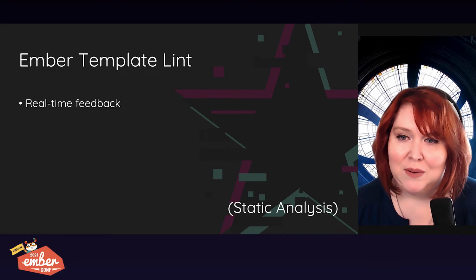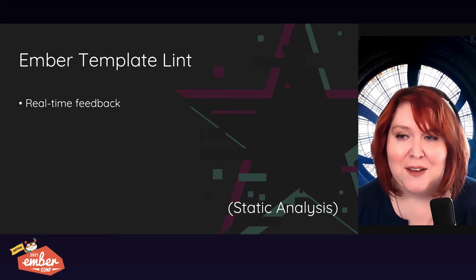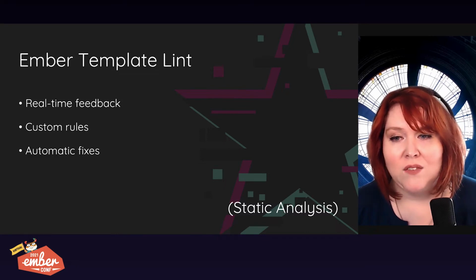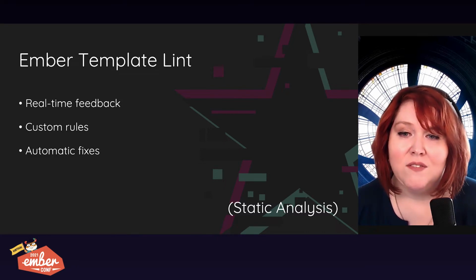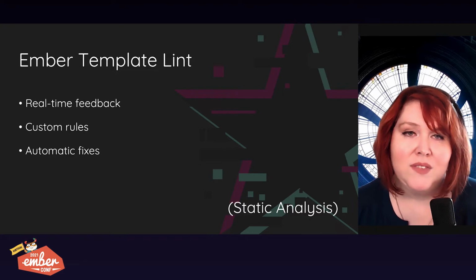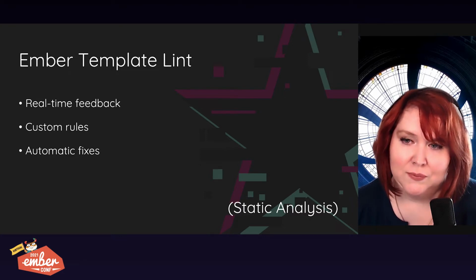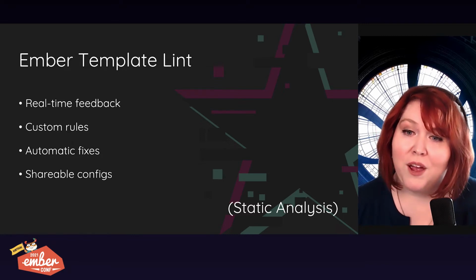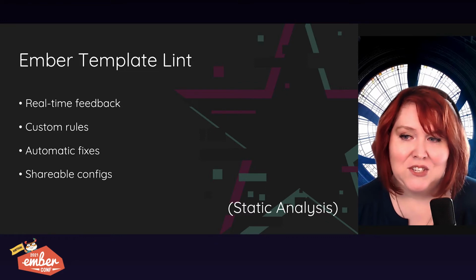Developers can get linting feedback while they're writing their code. It also supports a plugin system that allows teams to define and use custom rules. Some rules have automatic fixes built right in, and running a fix flag will clean up all of the auto-fixable issues. Finally, it supports sharing configs across projects, so you can ensure that all of your teams are on the same page.